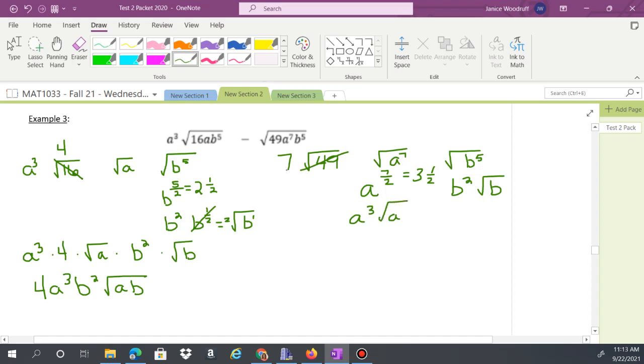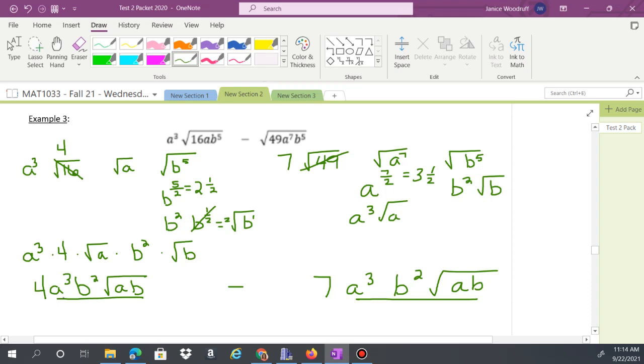So now again, I've got a 7. I have an a cubed. I have this b squared. And then underneath the radical, I have ab. And there was a minus sign in between. Is this ending exactly the same as this ending? I've got a cubed, b squared on both, under the radical ab.